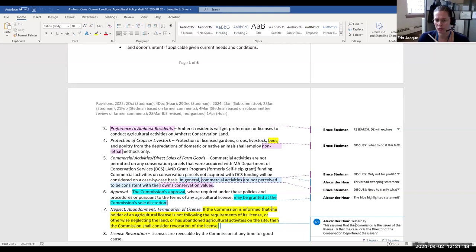What was previously restricted was direct sales, meaning they couldn't set up, say, a farm stand on the land and have people coming to purchase directly at the site. But we have had agricultural producers who were commercially selling the produce or whatever they were growing. Presumably, unless they consume it themselves. Aaron, can you bring up my comment on that last sentence? Number five? Yeah, right there.